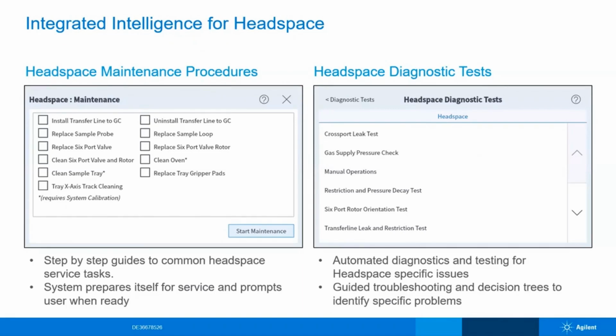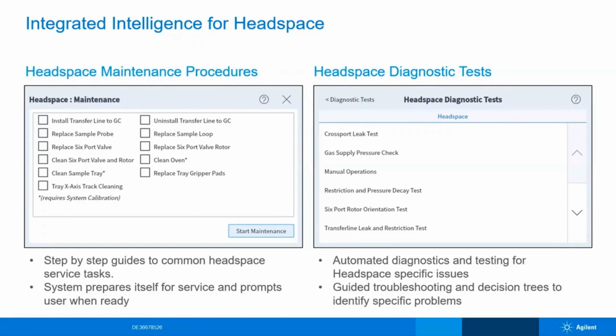Additionally, the Headspace has its own internal self-diagnostic tests, which minimize the amount of work that an individual operator needs to do to, for instance, perform a leak test or other types of checks on the system. It really makes it very easy, and the system will walk even the most inexperienced operator through, just following the instructions so they can work through an issue.